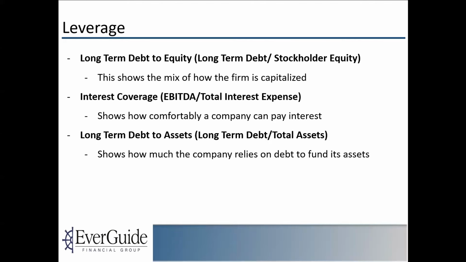The next one is actually interest coverage. This one's important because you're taking your EBITDA, which is earnings before interest, taxes, depreciation, and amortization. So it's a simple measure of cash flow to your total interest expense. And here what you're looking at is how comfortably your company can pay the interest charges that happen every month. If you can't, or it gets very, very difficult to, that's when you run into problems and could potentially face bankruptcy. And then the last one is long-term debt to assets.